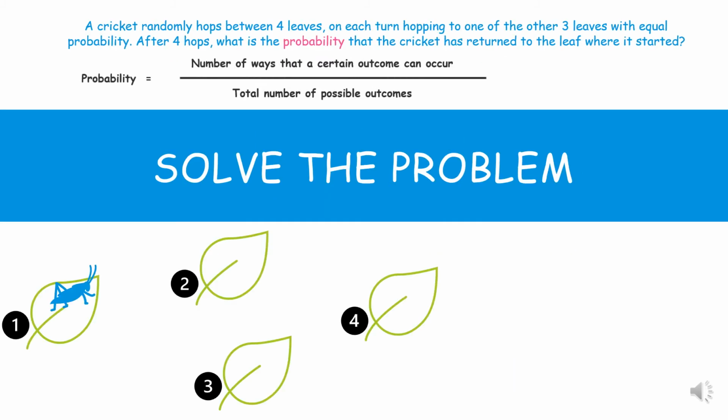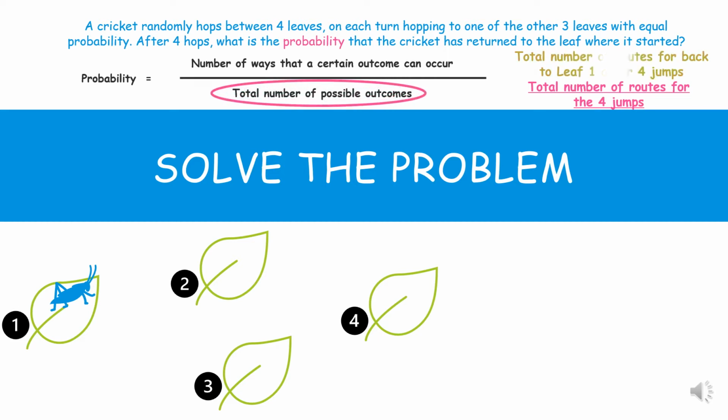Now, let's move back to the actual question and reflect on what we learned. The total number of outcomes is the total number of routes for the 4 jumps. The number of desired outcomes is the total number of routes for getting back to leaf 1 after 4 jumps. Let's first try and find out the total number of routes by using the multiplication principle.